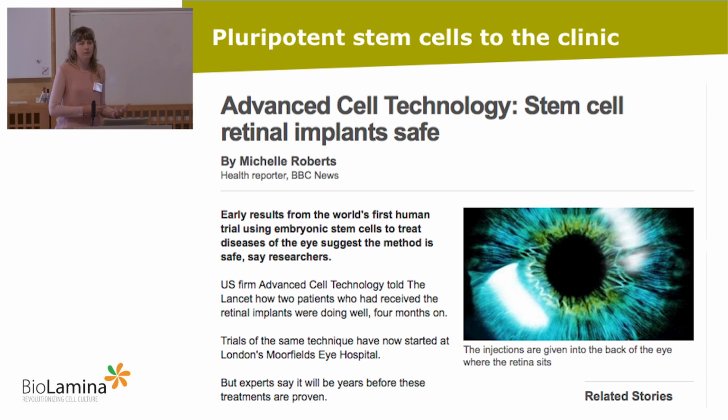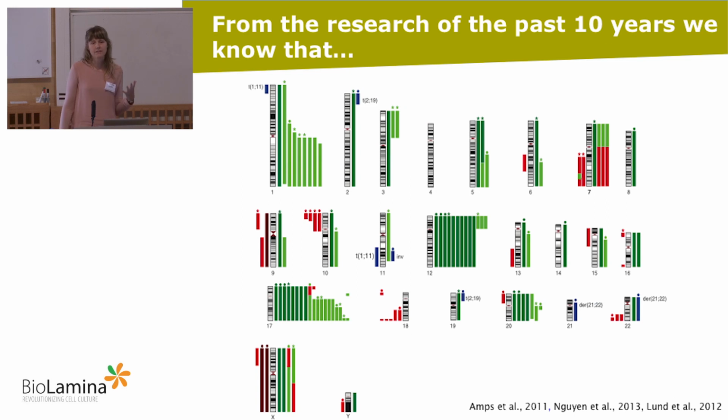So from the perspective of genome instability, we know from the work of the past 10 years, and I think it's even more than 10 years now, that human pluripotent stem cell cultures tend to become abnormal. This is a very nice overview from the paper of Amps, in which they show all the events they measured in different stem cell cultures as chromosome abnormalities. You can quite clearly see from this overview that some of these abnormalities are recurrent, such as the chromosome 1 gains, the chromosome 12 gains, 17, and chromosome 20. But you have them basically scattered all over the genome.